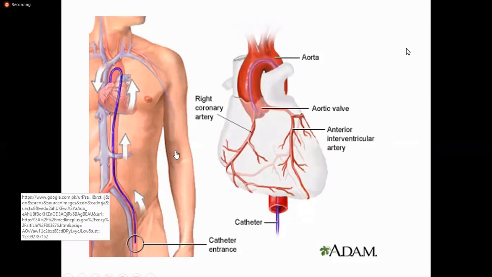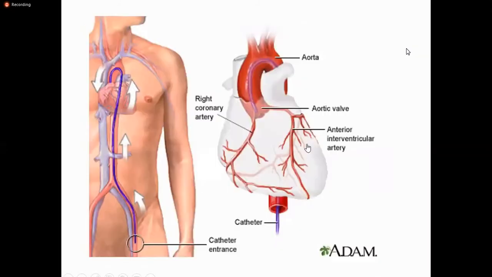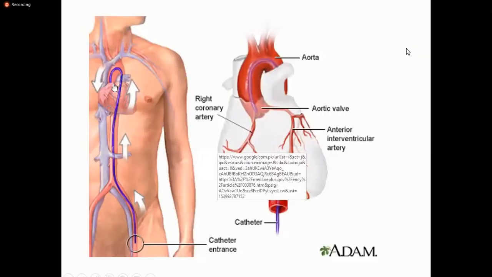This is the radial approach. Here you can see through the radial artery, the catheter is inserted, and again the long tail catheter is advanced up to the aorta and up to the origin of the coronary arteries. So this is basically the method to perform the angiography.